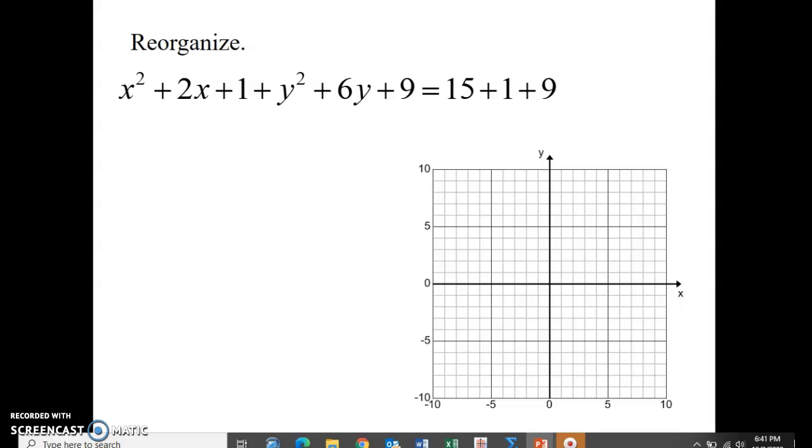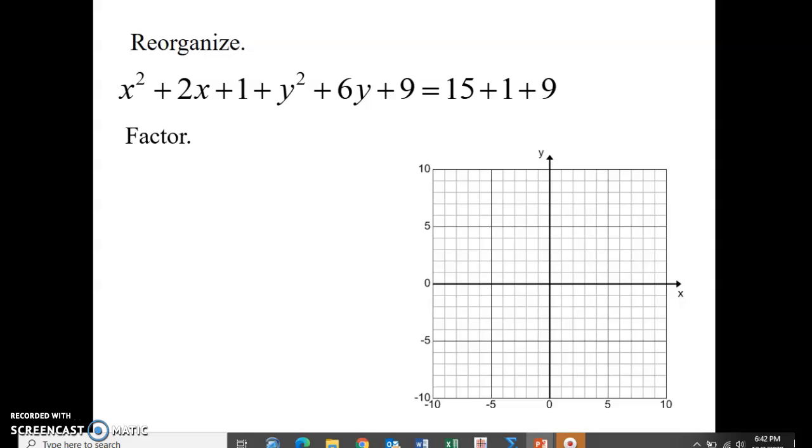So this at the top is the same thing that we ended with on the last slide, so you don't need to write it down again. That's just where we stopped. So the next step is going to be to factor this. By completing the square, which is what we did with the 1 and the 9, we've made perfect squares out of x squared plus 2x plus 1. What that gives you is something in parentheses that's being squared. The same can be said for y squared plus 6y plus 9.